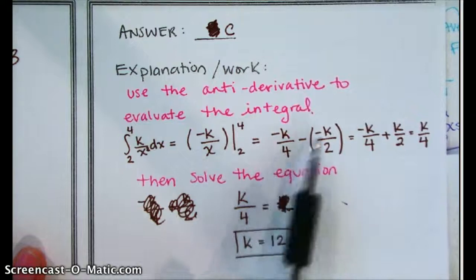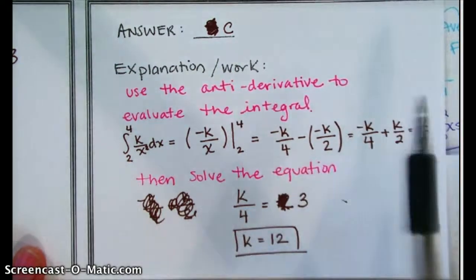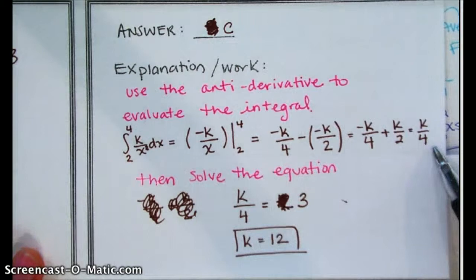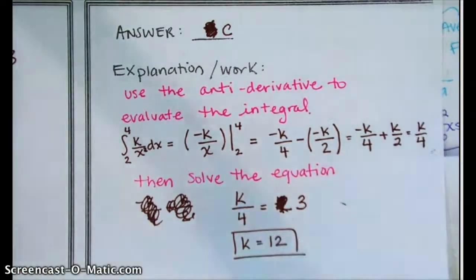So negative k over 4 minus negative k over 2, if you add the two fractions, get a common denominator, actually ultimately equals k over 4. And so if k over 4 has to equal 3, k must equal 12.